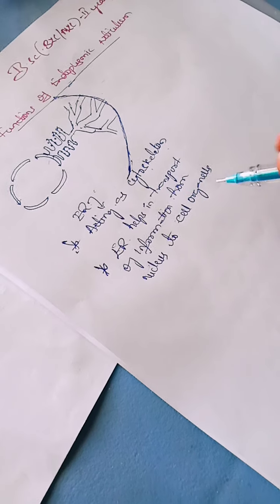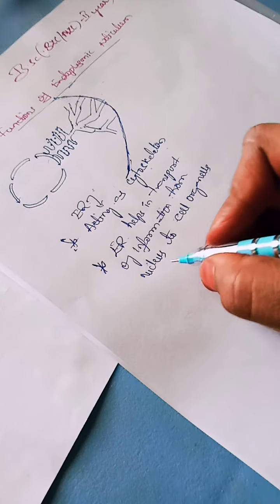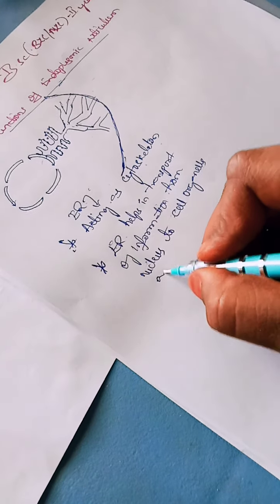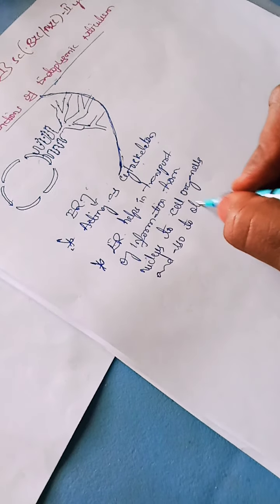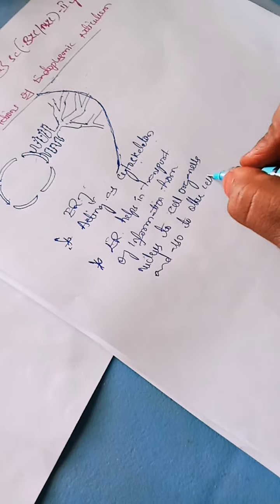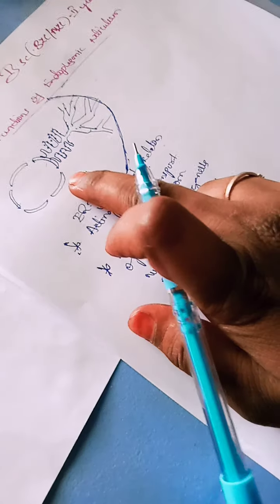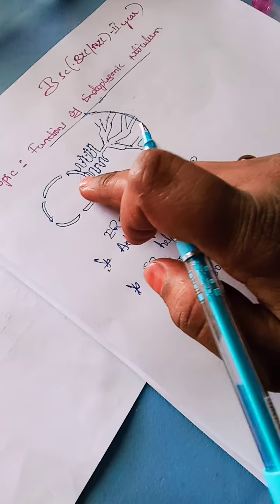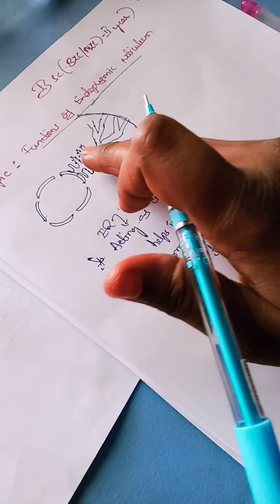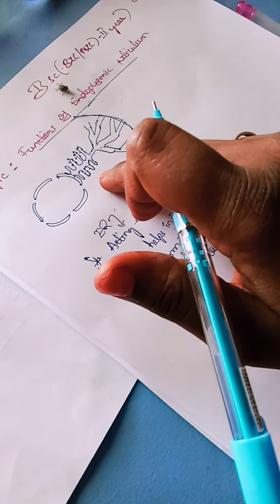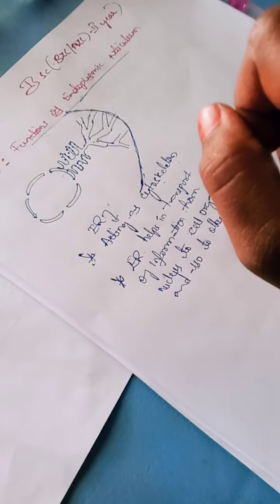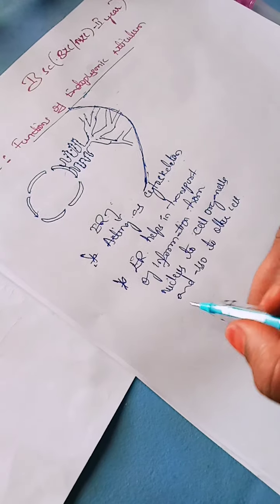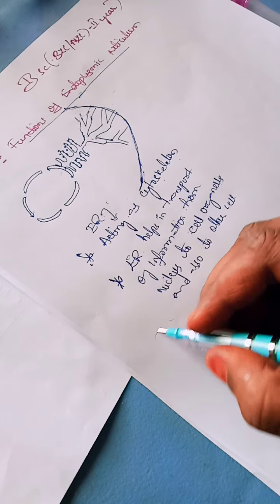Okay, not only to the cell organelles, but also to other cells. So ER gives the information produced in the nucleus to its own cell organelles, or it can give that information to the other cell also. Okay, so this is the second function.